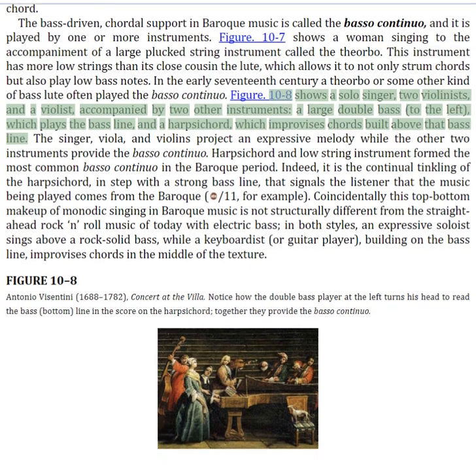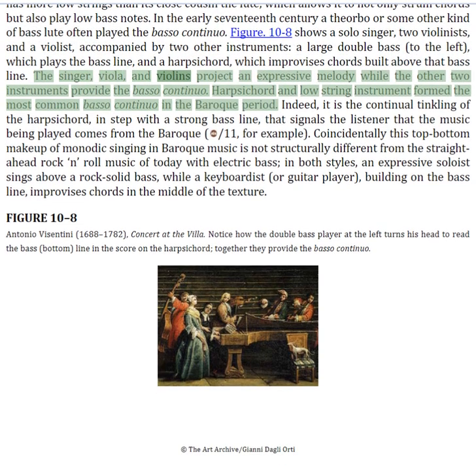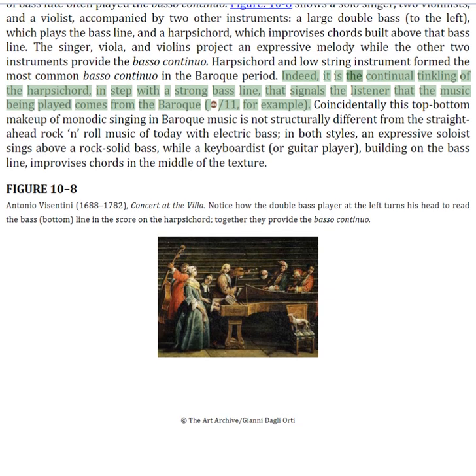Figure 10:8 shows a solo singer, two violinists, and a violist, accompanied by two other instruments, a large double bass, which plays the bass line, and a harpsichord, which improvises chords built above that bass line. The singer, viola, and violins project an expressive melody while the other two instruments provide the basso continuo. Harpsichord and low-string instrument formed the most common basso continuo in the Baroque period. Indeed, it is the continual tinkling of the harpsichord, in step with a strong bass line, that signals the listener that the music being played comes from the Baroque.